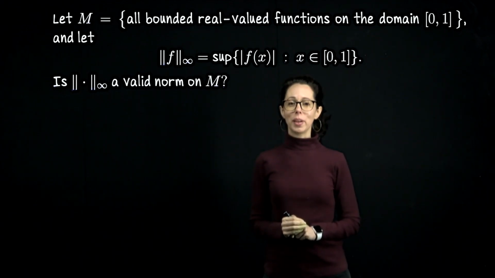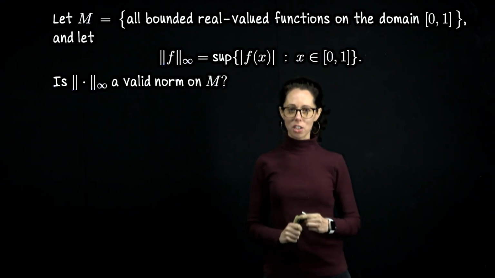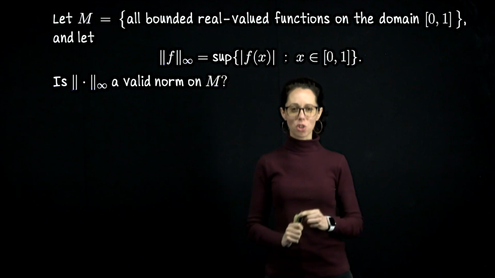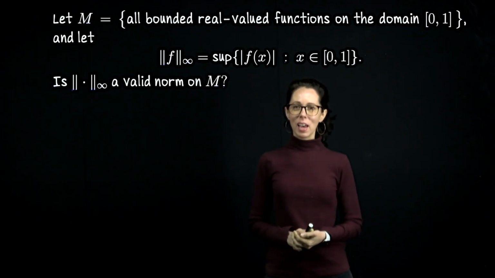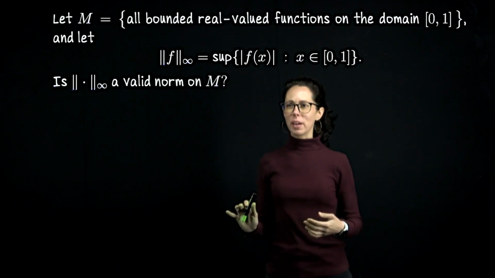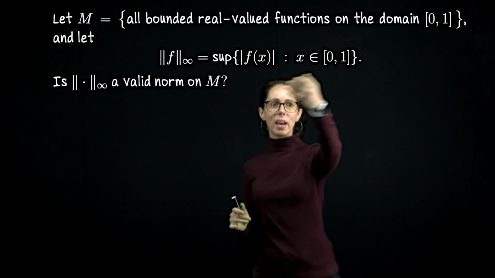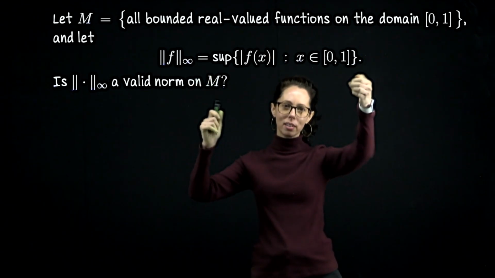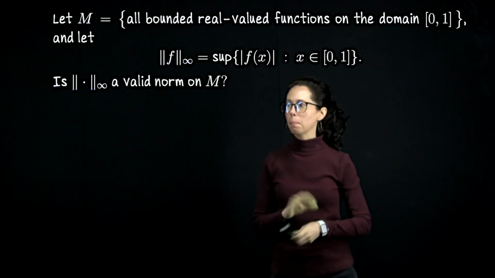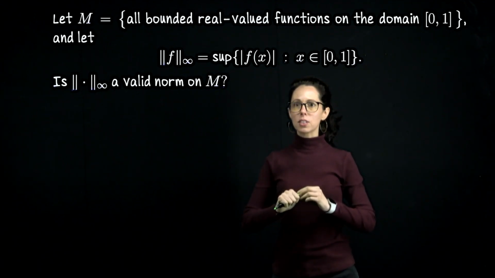The 4 properties we need to check are positivity, non-degeneracy, multiplicativity, and the triangle inequality. So if you can name them, that at least is a good start. I'm going to write out each one, but in the interest of space, I'm not going to keep writing out this expression. So I might write sup of the absolute value of f, and I'm not going to keep rewriting the domain. Okay, so let's start with positivity.